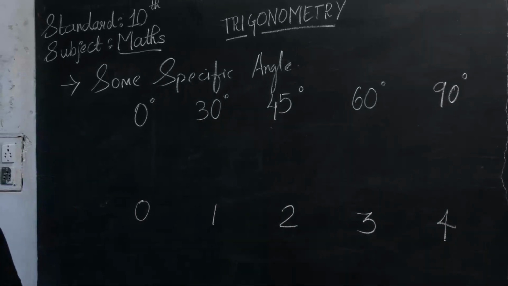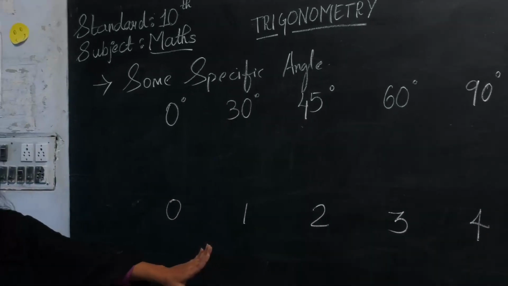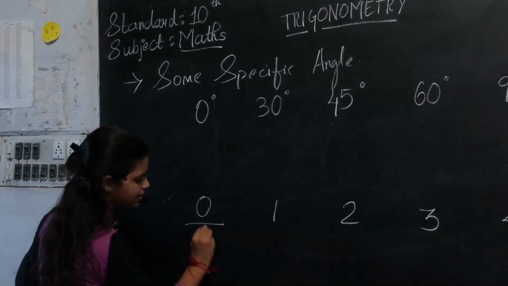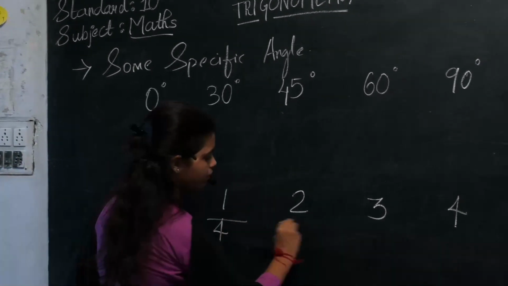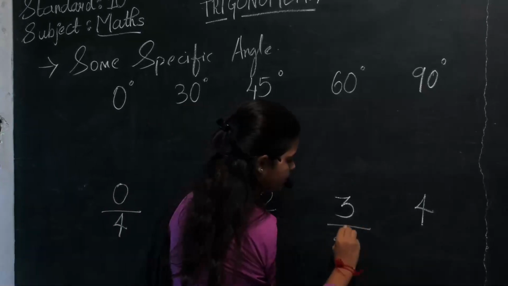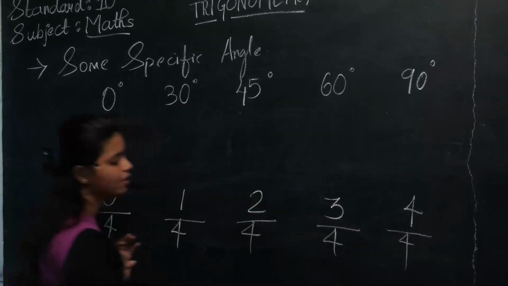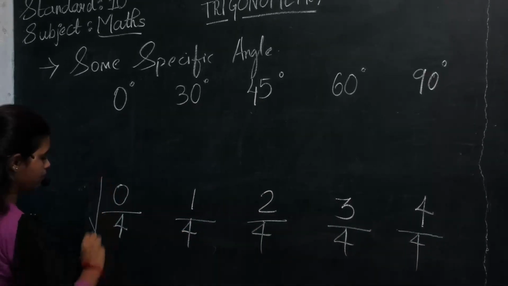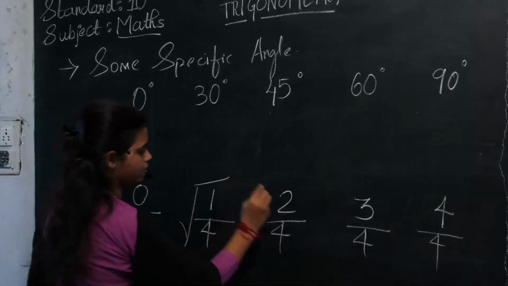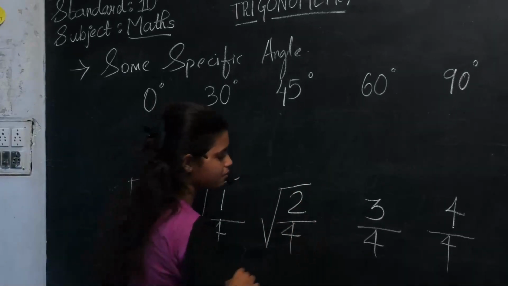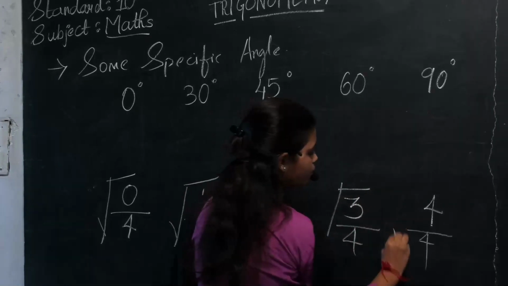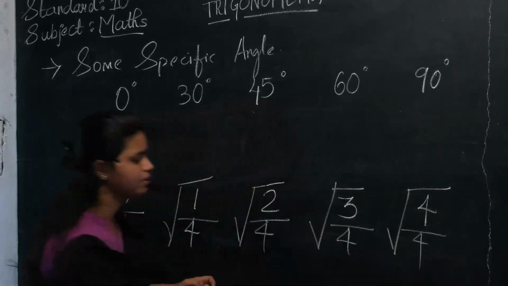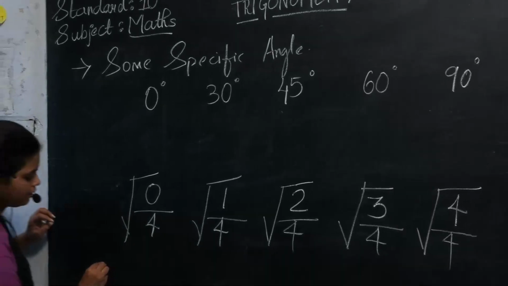Second step, divide all of this by 4. We'll divide each by 4. Now take the square root. This is one trick to learn how to draw this table. This is a trick. You can use it.